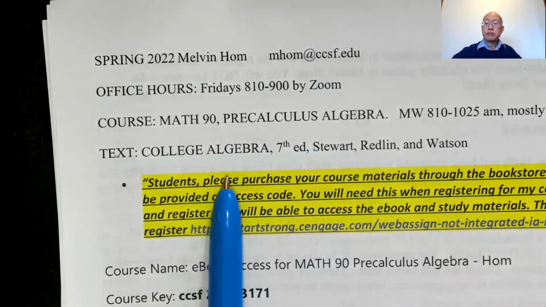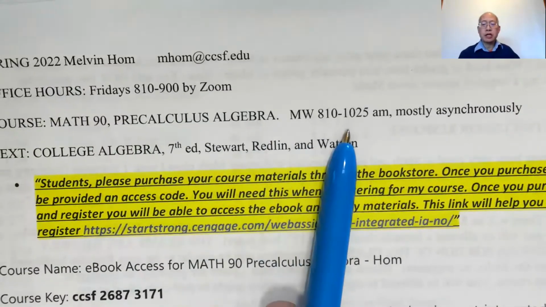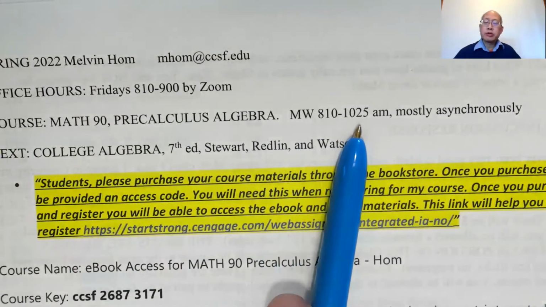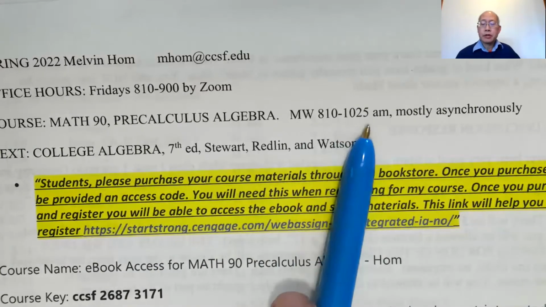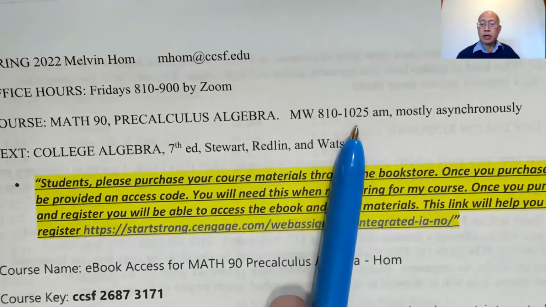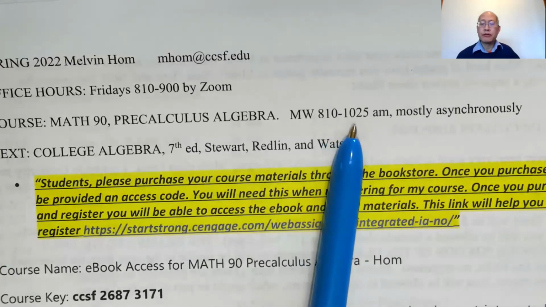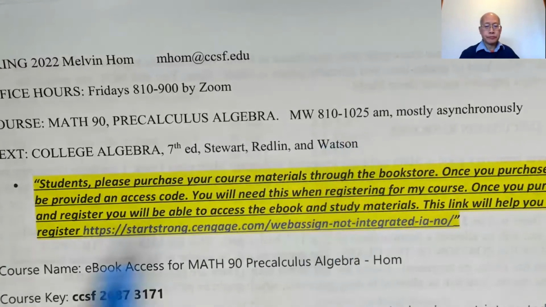Okay, so our course, Math 90, is pre-calculus algebra. Now, on paper, it's Monday and Wednesday from 8:10 to 10:25 a.m. The only times you actually have to meet during that designated time are exams. All the other times you don't have to meet. I won't be there. So you just do what you're supposed to do every day according to the schedule.